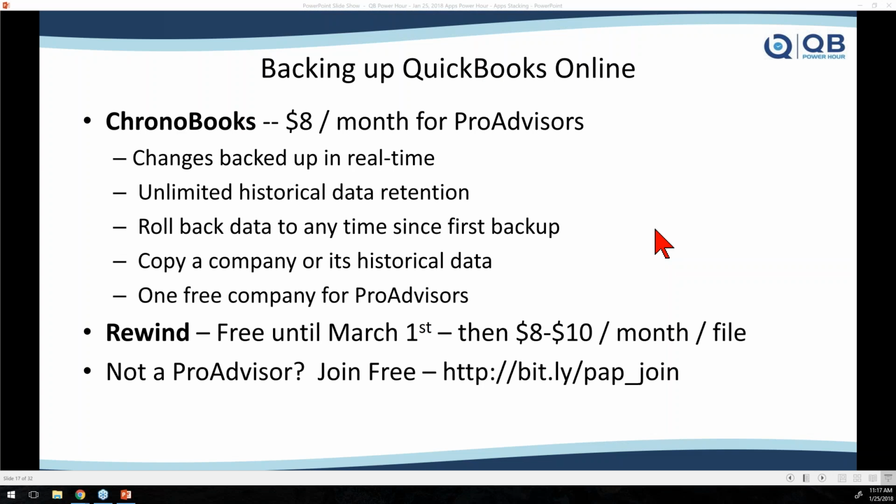But two really big ones here are Chronobooks and Rewind. These are backing up changes in real time. As you're doing things, it's backing up on an ongoing basis. It has unlimited historical data retention. So just like with your computer, if you've ever had to restore your system, there's various backup points in there, and you can roll back the data. So you can choose which point in time you want to roll back the data to. So you may have several different restore dates or restore points. You can choose where you want to do that.